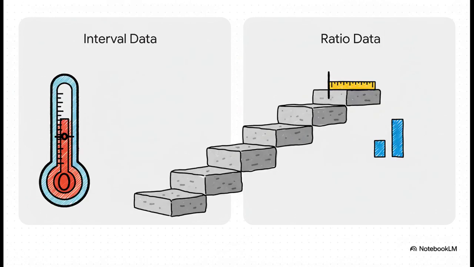Climbing to the top of our staircase, we get to interval and ratio data. Now, these are the heavy hitters. Both have a meaningful order and a consistent distance between the values. The key difference, and this is the important part, is the idea of a true zero.